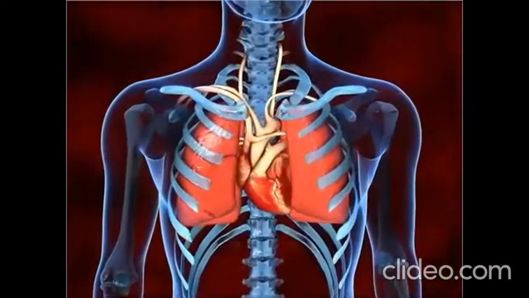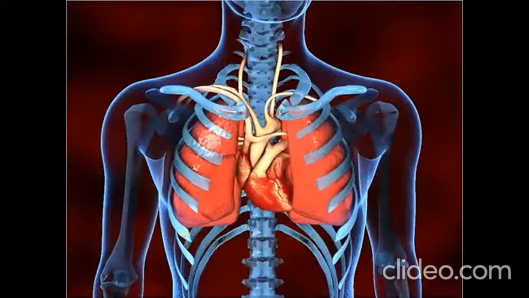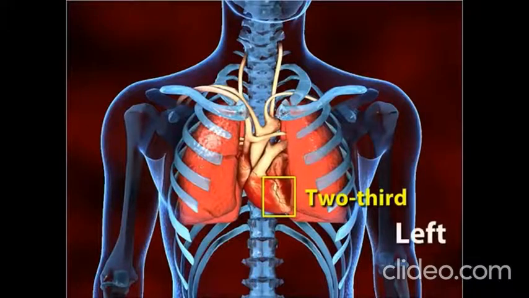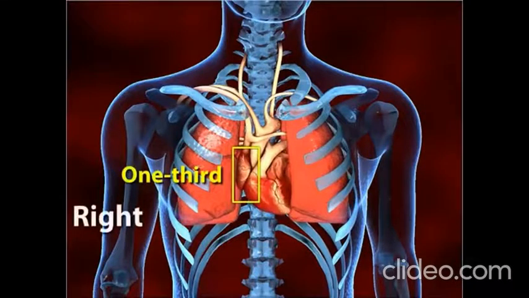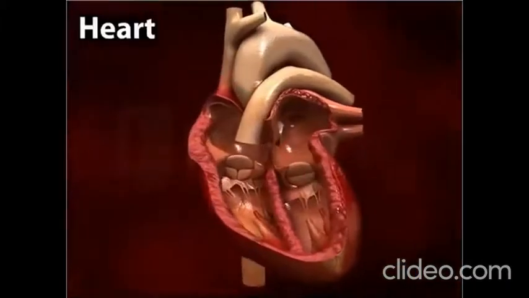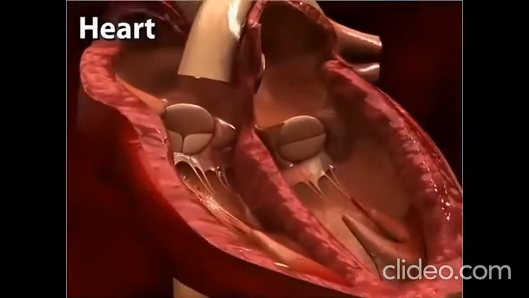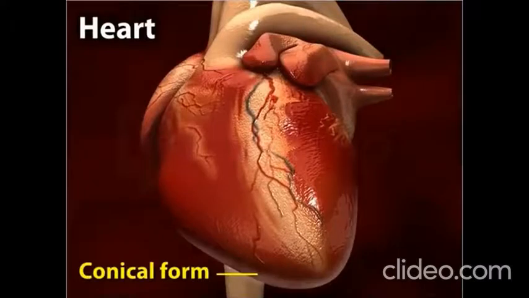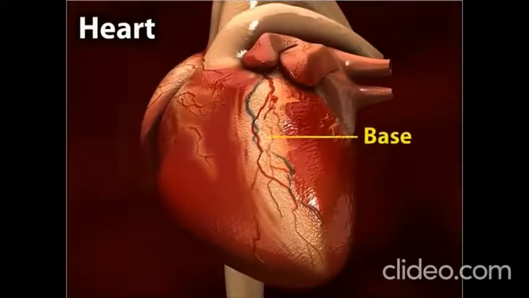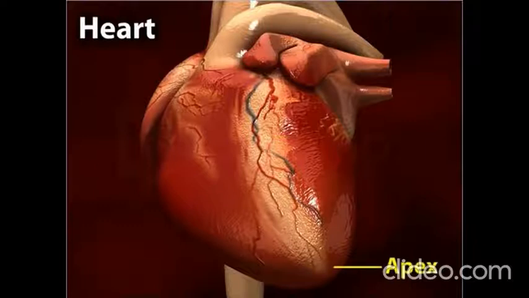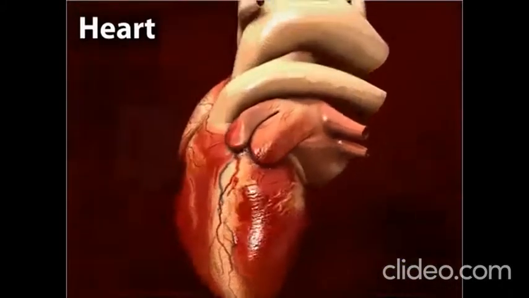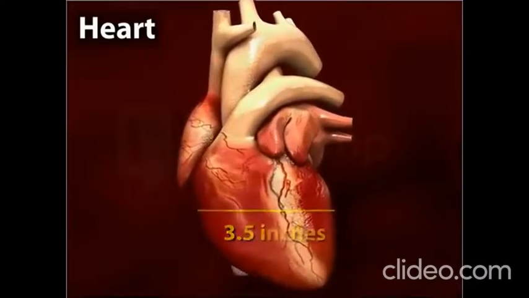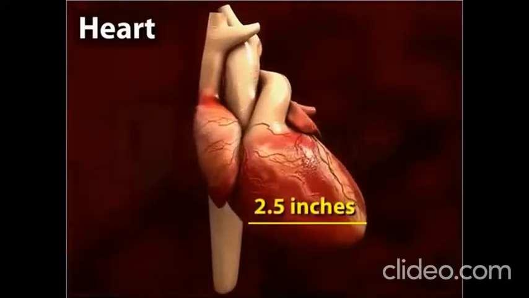The heart is located in the thoracic cavity, in between the two lungs. 2/3 of the heart is located to the left of the midline of the body and 1/3 is located to the right. The heart is a hollow muscular organ of somewhat conical form with an upper broad part, the base, and a lower narrow part, the apex. An adult heart is about 5 inches long, 3.5 inches wide, and 2.5 inches from front to back.